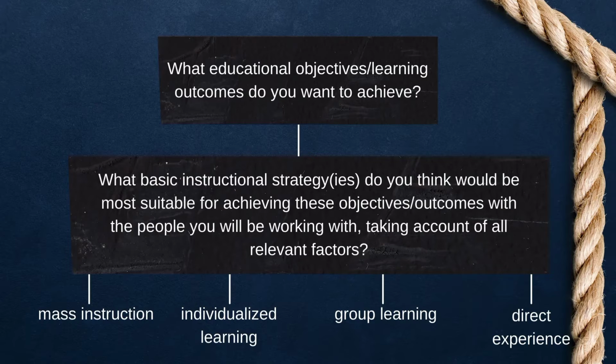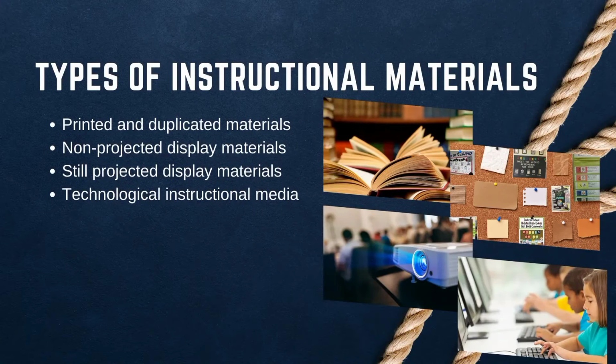Again, mass instruction is teaching all students simultaneously. Individualized learning is letting a student learn for himself, and group learning is grouping students so they collaborate in a group. Direct experience is about acquiring knowledge by fully and directly participating in an activity. These four methods can be used to really integrate the learning a student would be getting, so you should be very mindful about this.